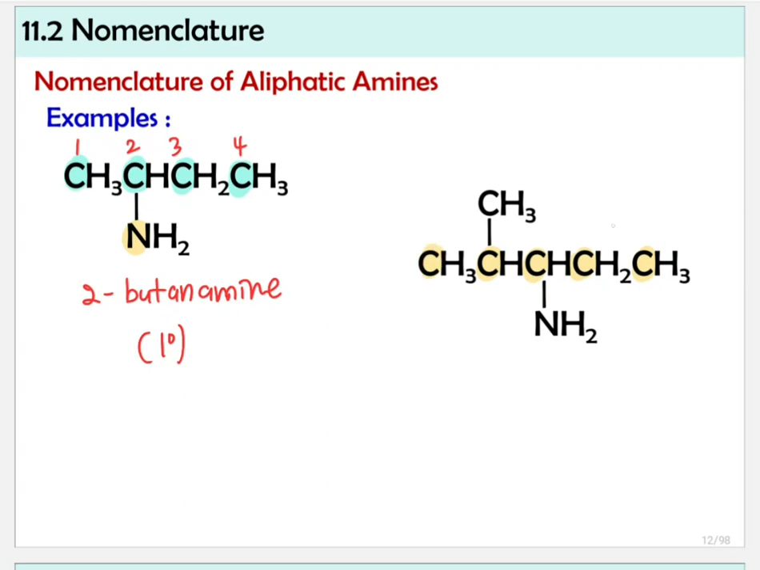For the numbering, if I start from here, 1, 2, I get number 3. If I start from here, 1, 2, still number 3. So either way, you still get number 3. If I start from this carbon, I also get number 3 for NH2. So from whichever direction, you get the same number for NH2.